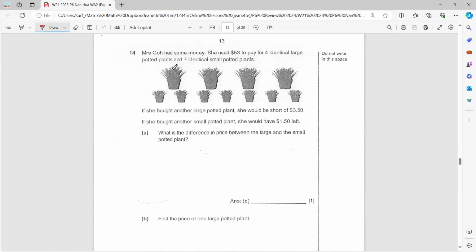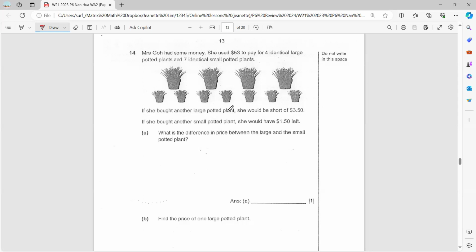Question 14. Mrs. Goh had some money. She used $53 to pay for 4 identical large potted plants and 7 identical small potted plants. So if she bought another large potted plant, she would be short of 350. But if she were to buy another small one, she would have 150 left. So firstly, what is the difference in price between the large and the small potted plant? Okay, so this is shortage and surplus.